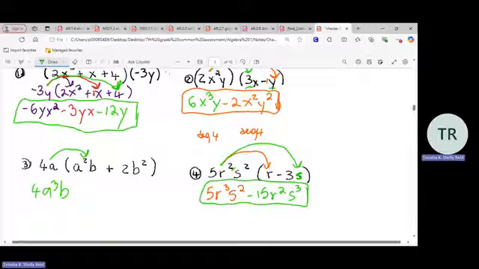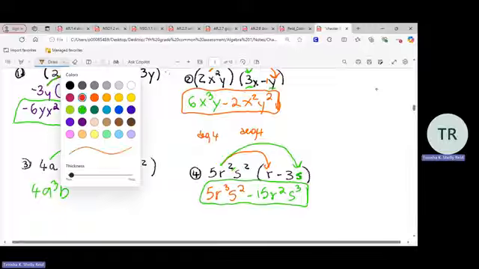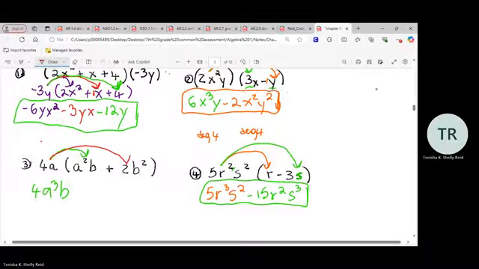Now I'm going to multiply it to the second term. 4 times 2 is 8. I'm sorry, I did the 4. So A times no more A's is just an A. And I have a B squared and no more B's here, so it's just B squared.